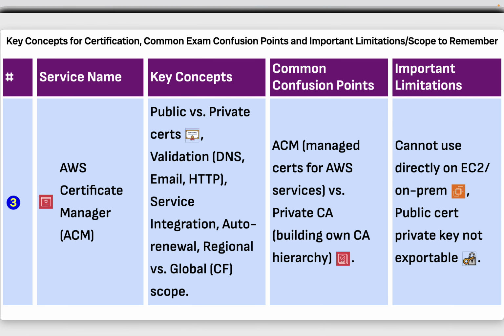Next, AWS Certificate Manager. Key concepts are public versus private certificates and validation through DNS, email, and HTTP. And some more, like service integration, auto renewal, and regional versus global CloudFront scope. And the main part is confusion. So ACM, we have managed certificates for AWS services, versus Private CA service, which is building your own CA hierarchy. Limitations, cannot use directly on EC2 or on-prem. Public cert, private key not exportable.